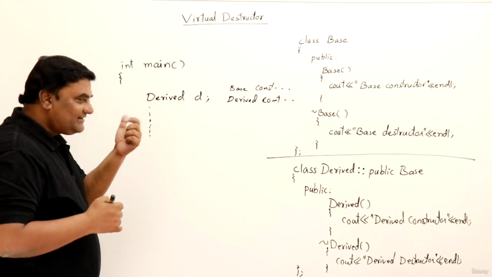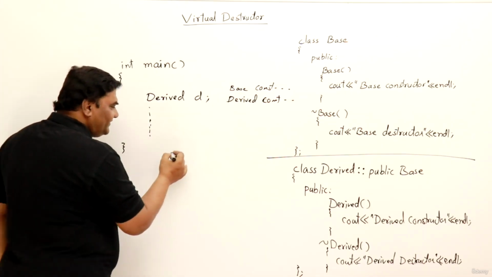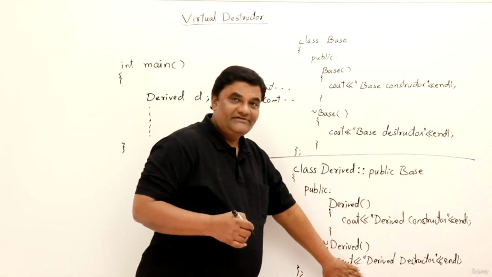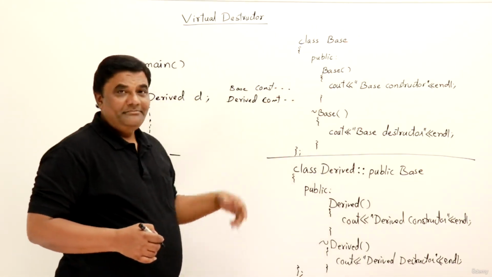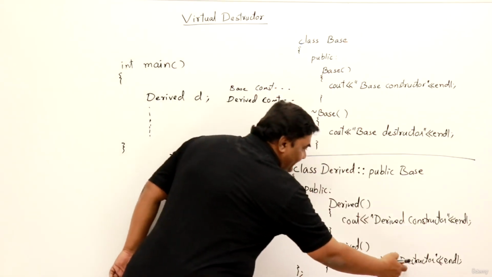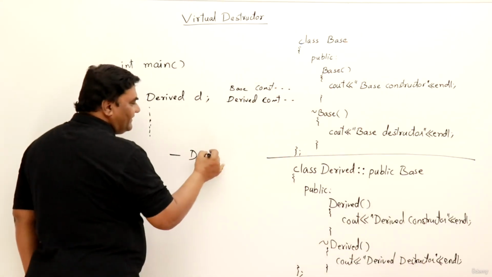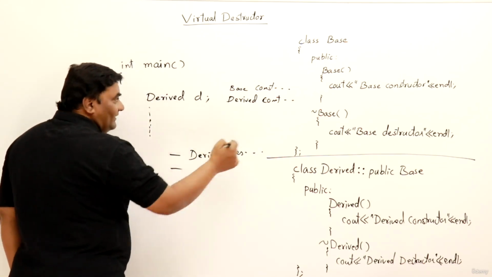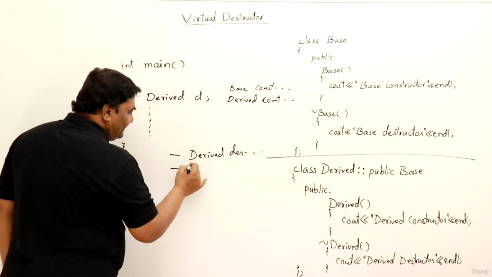So how are the destructors called? At the end of the main function, we get these two messages. First, the destructor of the derived class will be called, then the destructor of the base class will be called. So here we'll get a message, derived destructor, then base class destructor.